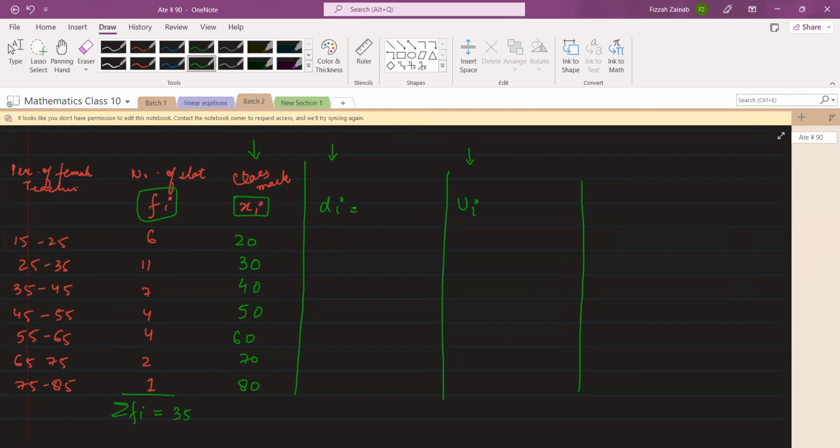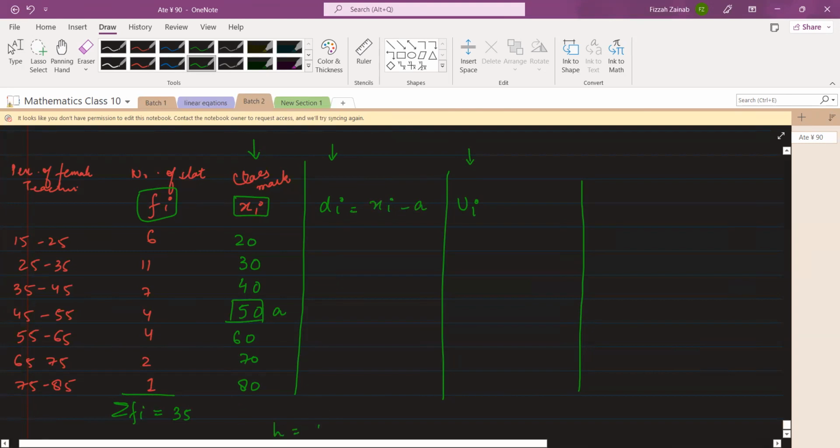Now di, that you know, so if I assume this to be my a, right? So this is xi minus a, okay? And what is the class size here? 25 minus 15, 10. So 10 is the gap here. So this will be your xi minus a and divided by h.